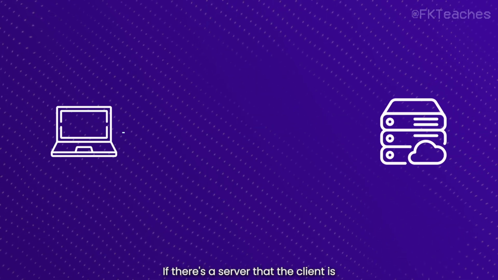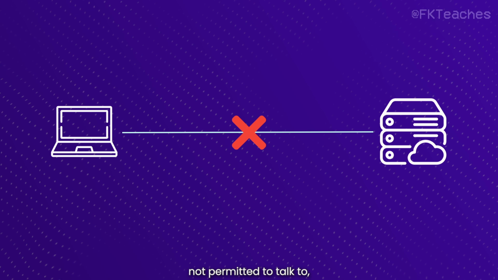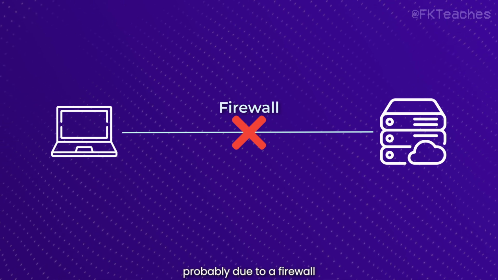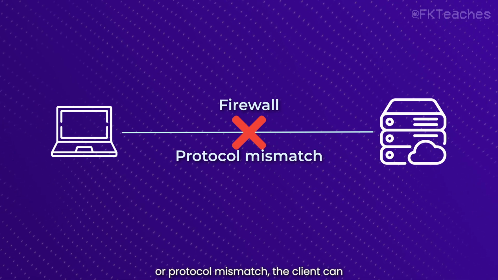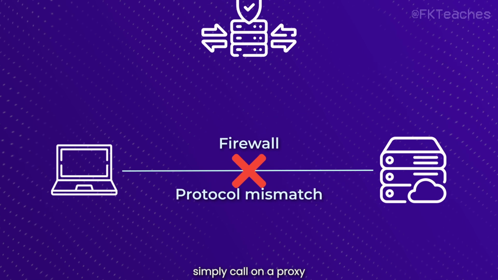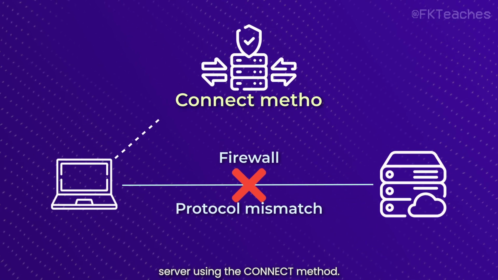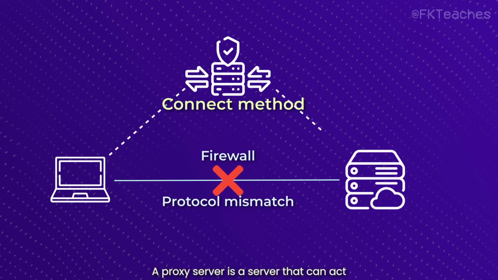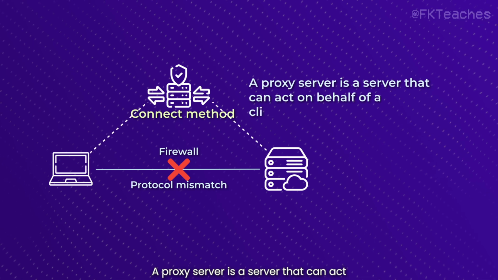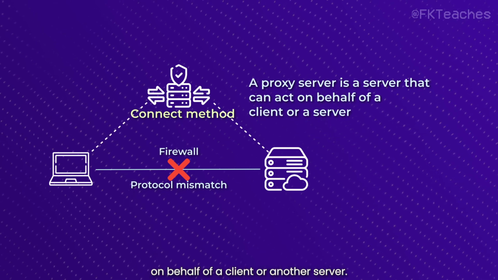If there's a server that the client is not permitted to talk to, probably due to a firewall or protocol mismatch, the client can simply call on a proxy server using the CONNECT method. A proxy server is a server that can act on behalf of a client or another server.